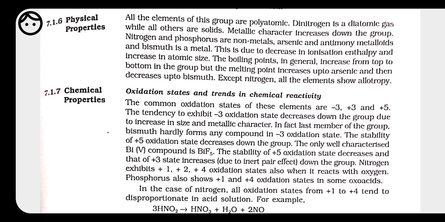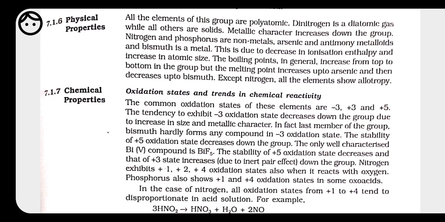If we talk about the occurrence, we know that our atmosphere has 78% nitrogen. In the earth's crust it occurs as sodium nitrate and potassium nitrate. It is found in the form of protein in plants and animals. These are the occurrences. Sometimes it may also be asked for 1 mark, that's why you should also know the occurrence.